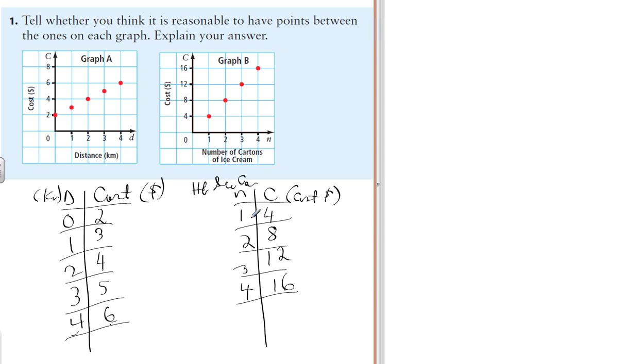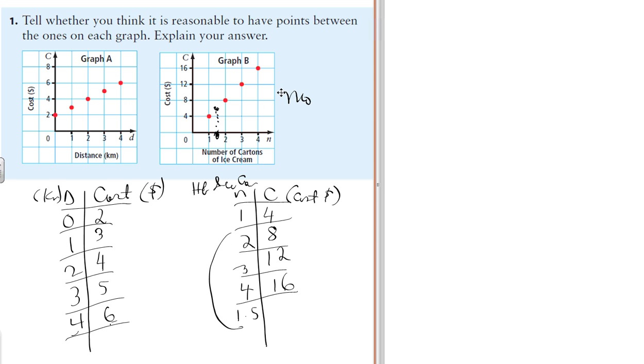So the question, going back to what it says here, is: tell whether you think it's reasonable to have points between the ones on each graph and explain your answer. Well, what this is saying is, is it reasonable that I could split up these numbers here? Let's look at the ice cream first. Is it reasonable that maybe I could have this point here? So instead of having 1 carton of ice cream, I could have 1.5 cartons. Is it reasonable to say that 1.5 cartons of ice cream would cost something around, I don't know, $6?